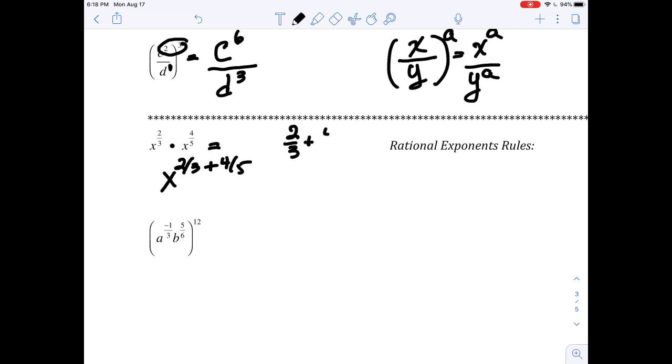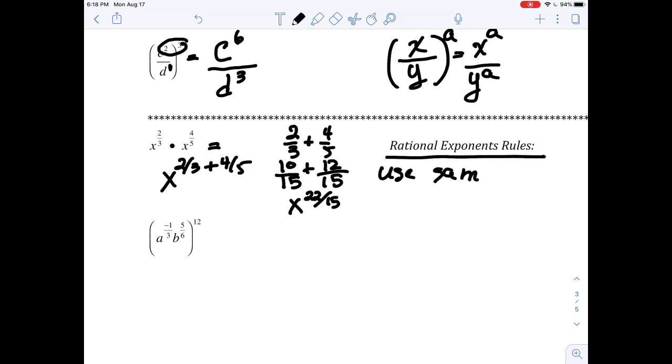So 2/3 plus 4/5. If you have your graphing calculator, you can go ahead and type it in. Oh my gosh, what if you don't have your graphing calculator? You have to get a common denominator. So 3 goes into 15 5 times, so that's 2 times 5 is 10. 5 goes into 15 3 times. 3 times 4 is 12. Add those two together, and you would end up with x to the 22 over 15. The same rule applies. So for rational exponents, use the same rules as integer exponents.